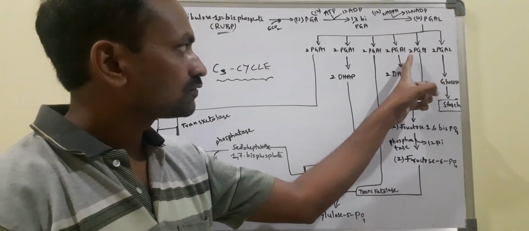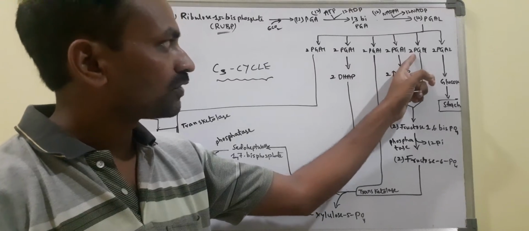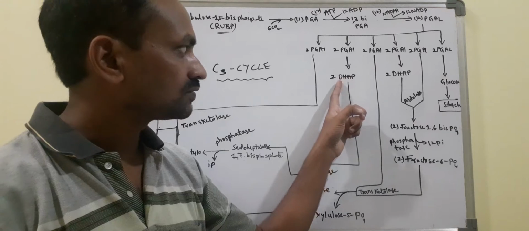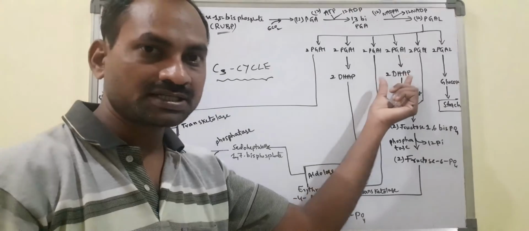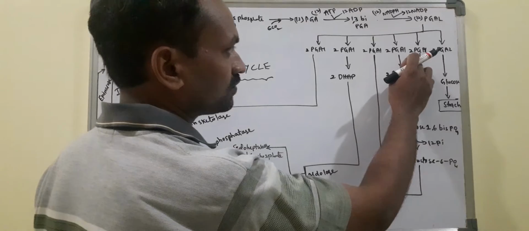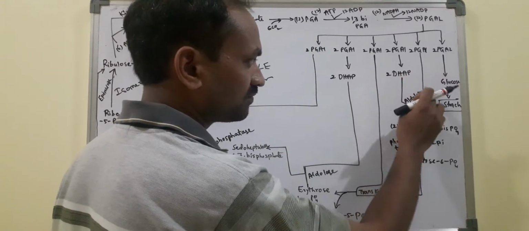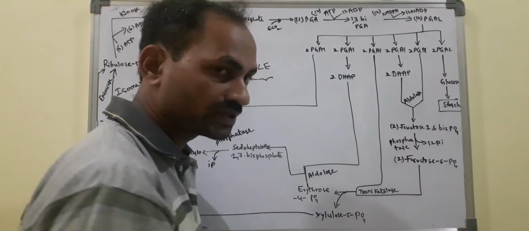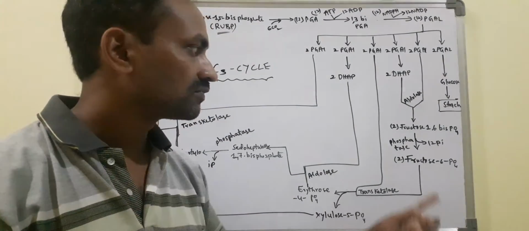Now, out of the 10 phosphoglyceraldehyde, 2 phosphoglyceraldehyde molecules are converted to dihydroxyacetone phosphate. Dihydroxyacetone phosphate is an intermediate of glycolysis. Now 2 molecules of phosphoglyceraldehyde and 2 molecules of dihydroxyacetone phosphate combine and form 2 molecules of fructose 1,6 bisphosphate. Fructose 1,6 bisphosphate is also an intermediate of glycolysis.